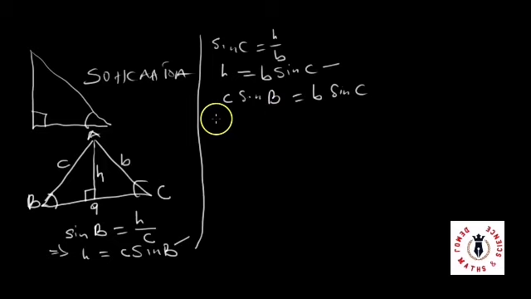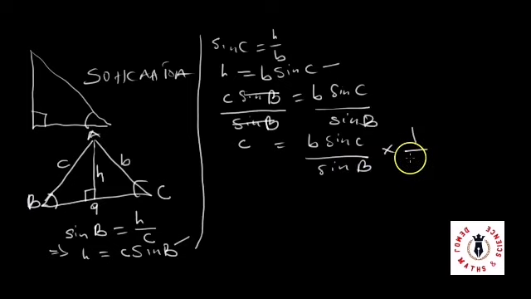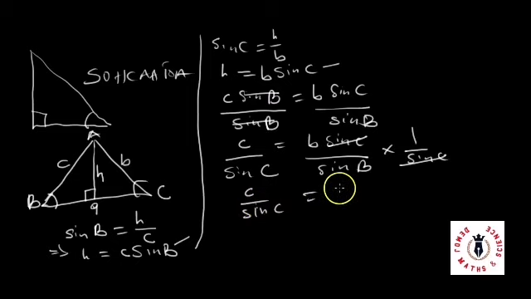Now let's divide. If you divide this side by sine B, you divide this side also by sine B. This cancels this. So my c is equal to b sine C over sine B. Now divide this side also by sine C. Then you divide this side also by sine C. So this sine C here will cancel sine C here. Then I can conclude that c over sine C is equal to b over sine B.